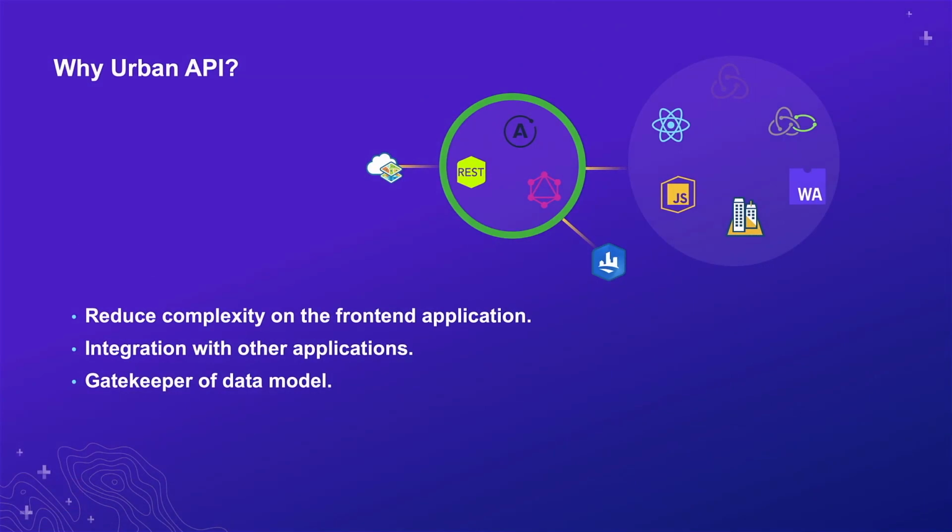So first of all, the reason why we do this. We do this first of all to reduce the complexity on the front-end application so that a lot of tasks like creating a plan or a project can be done on a server and not on the front end. We also do it to simplify integration with other applications such as CityEngine, and in that sense it's also a gatekeeper of the data model, so people cannot just write anything into the data model.